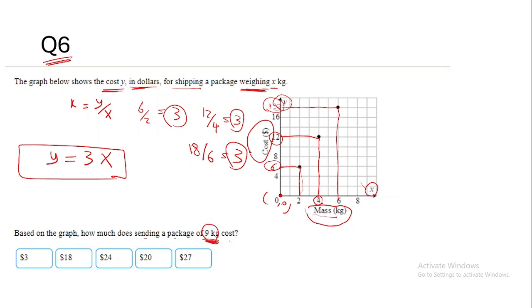As I said, the mass here is x, so the 9 will be here, multiplied by 3, equal $27. So this is the right answer. Okay? So we'll go to another question.